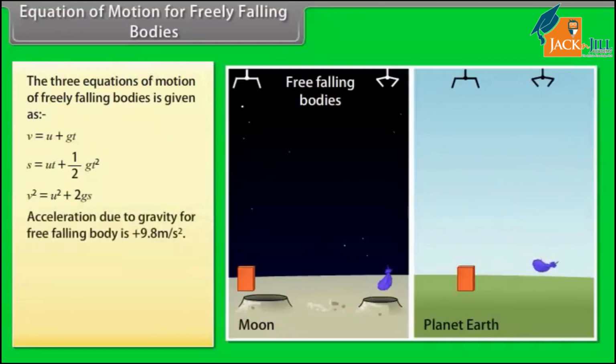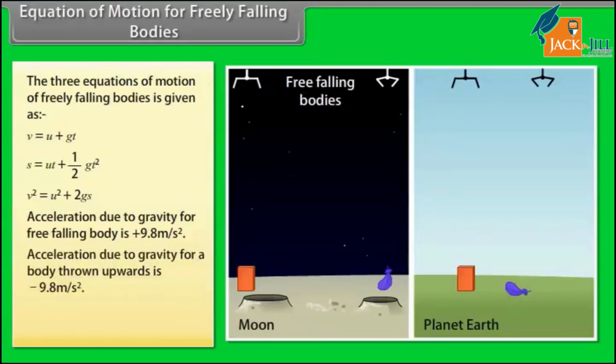Acceleration due to gravity for a free falling body is plus 9.8 meter per second square. Acceleration due to gravity for a body thrown upwards is minus 9.8 meter per second square. Weight of an object on the Moon is 1 upon 6th.